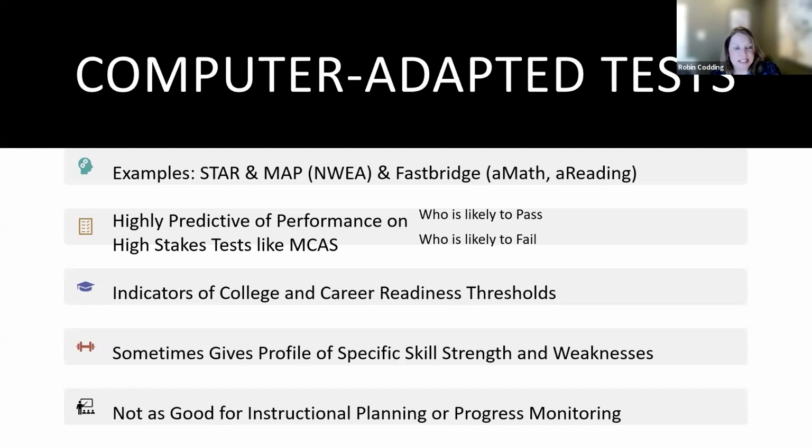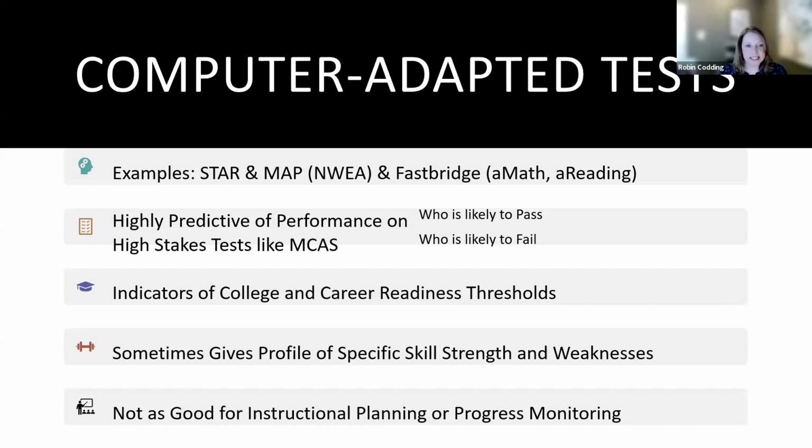So with computer adapted tests, some examples are STAR or MAP from NWEA or FastBridge when we think about the aMath and the aReading scores. Again, I mentioned earlier, they are highly predictive of performance on high stakes tests like your state assessment. The example I have here is the Massachusetts state assessment. And it will tell you who is likely to pass and who is likely to fail.